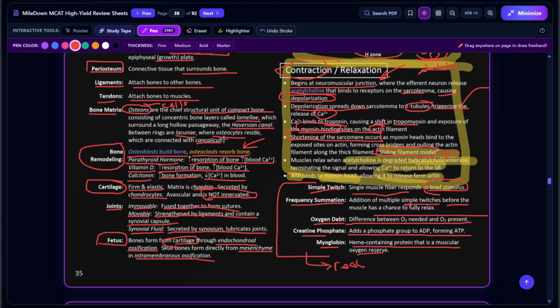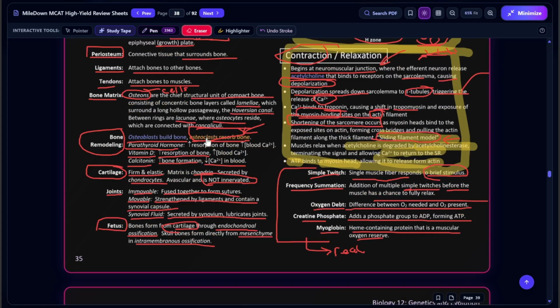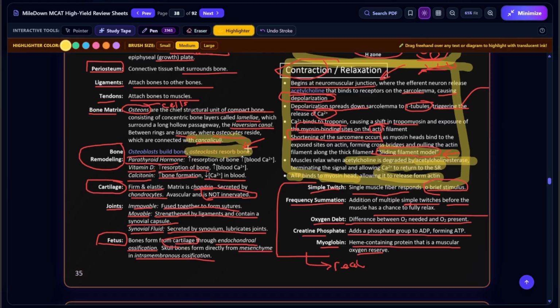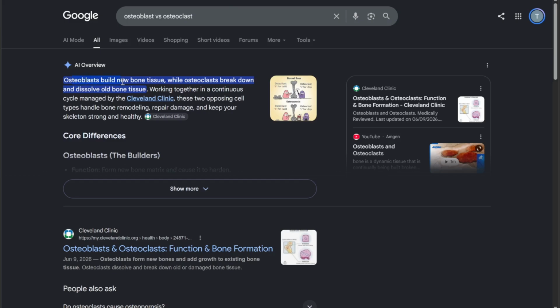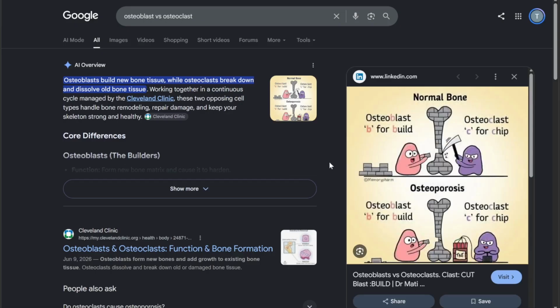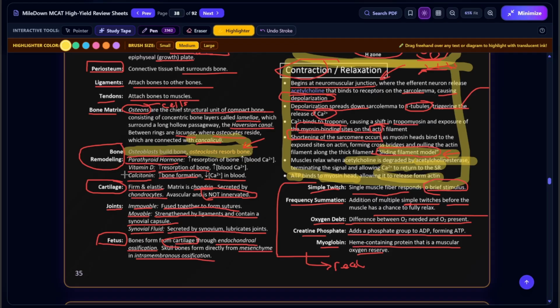I didn't really like this thing here. It actually confused me when I read it because I didn't learn this about osteoclasts, that osteoclasts resorb bone. It could be terminology wise, but I always learned osteoblasts build new bone tissue while osteoclasts break down and dissolve old bone tissue. So this is a nice picture of basically what's happening. I just want to go over that again.